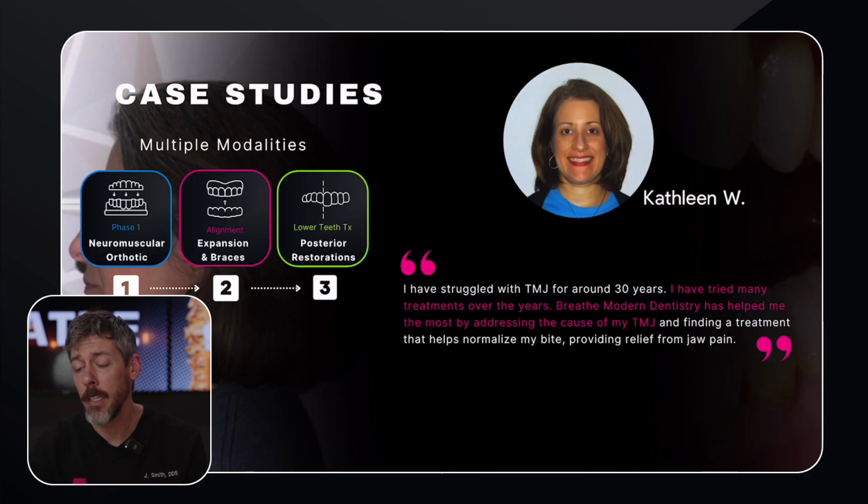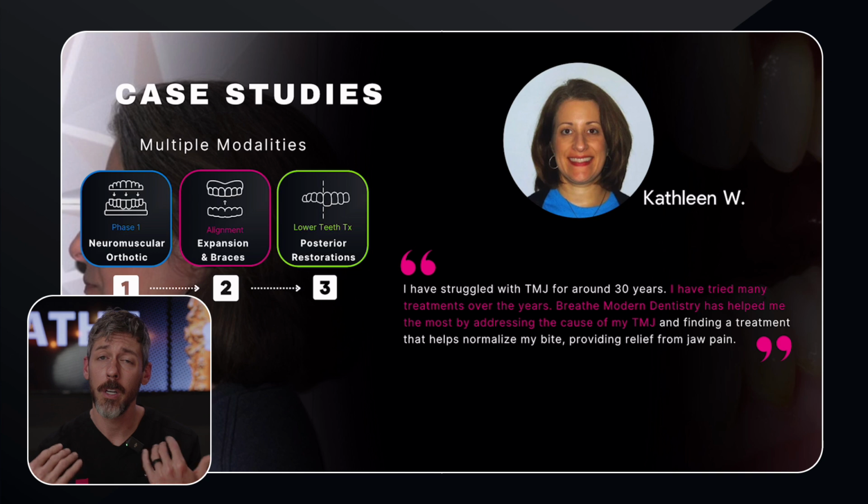Here's a case where we did, again, multiple modalities. In her scenario, we did a neuromuscular orthotic, expansion and braces, and then we actually built up those bottom teeth because her jaw alignment, even after expansion and braces, her lower jaw just wanted more. It wanted to come forward even more to be in that neutral position. After looking at that, we met our limit on what we could expand on the top arch, and skeletally, she just needed a little bit more. So we realized that if we built up her back teeth, problem solved. So that's what we did for hers.